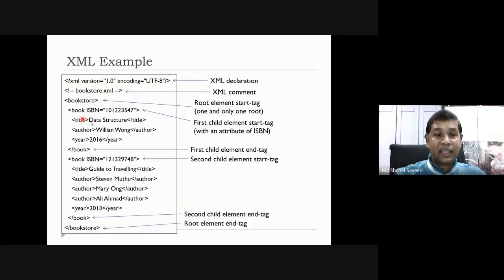Okay. Next one is title, another child element. Starting tag is title. Data structures is the content, and the end tag is title. Then next one is the author name, and the end of the author tag. Year, starting tag year, and 2016 is the content of the year tag, and the ending tag. And book is the first element, with its end tag. So this is the starting tag, this is the ending of the book. The second child element is similar to the first one.